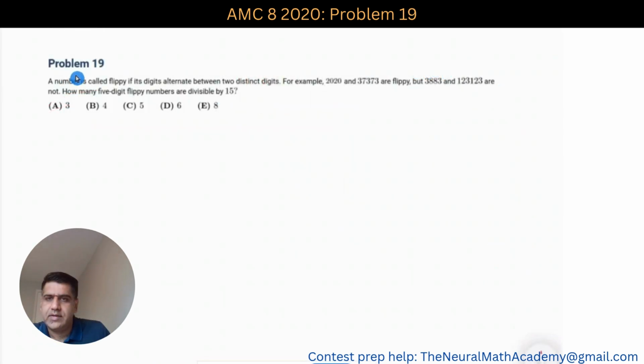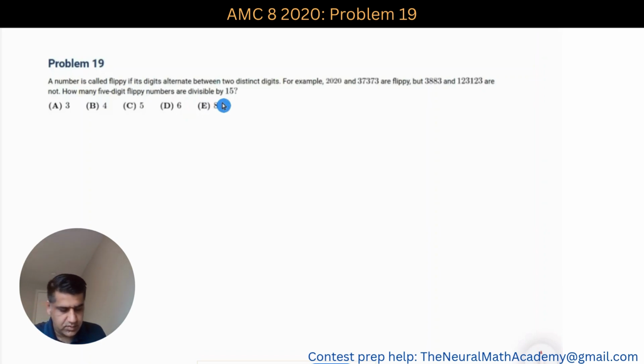Let's do problem 19. That states a number is called flippy if its digits alternate between two distinct digits. For example, 2020 and 37373 are flippy, but 3883 and this one are not. Okay, so we have to find how many 5-digit flippy numbers are divisible by 15.